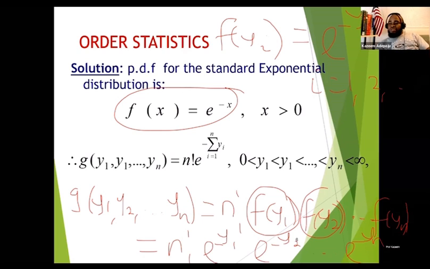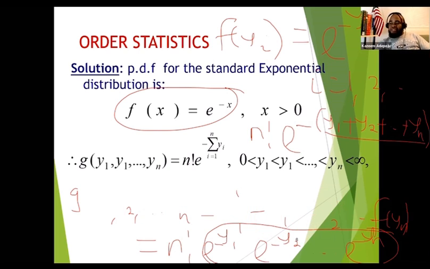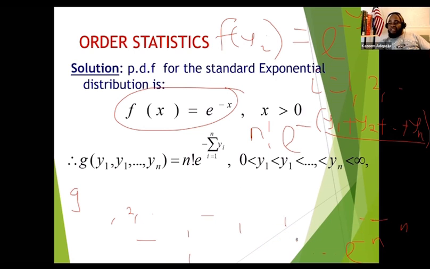And you know what? If I want to rewrite this in a short form, what am I going to write? It's going to be n factorial times exponential of minus, into y1 plus y2, and so on, until I get to yn. If I now want to write that in short form, it's going to be the summation of yi. Look at that. That's all you have there, right? So take a look at that.